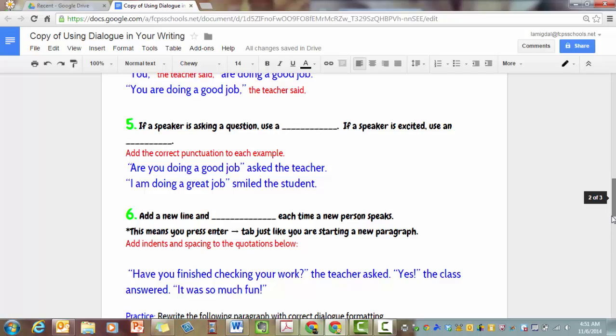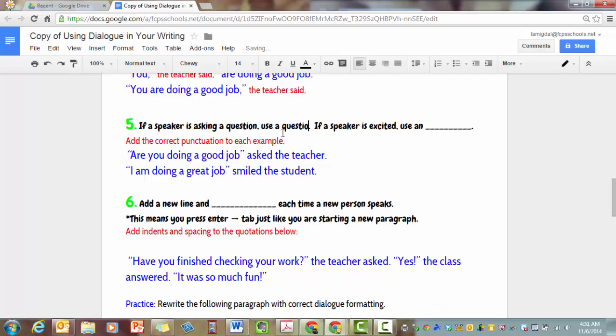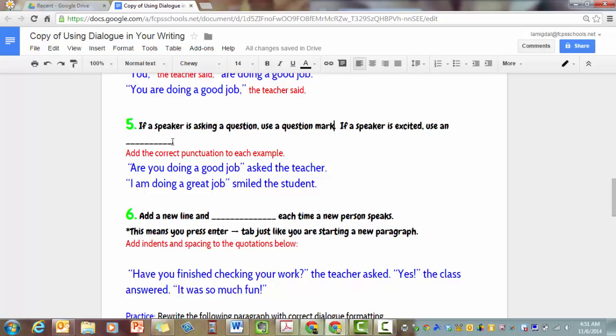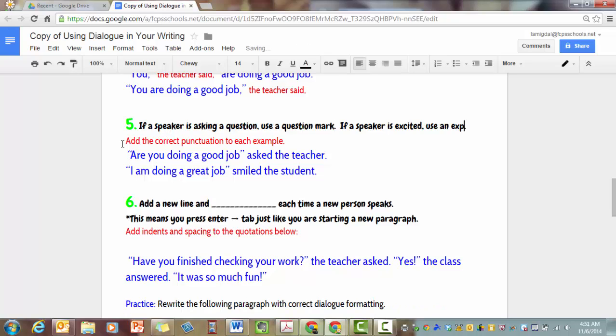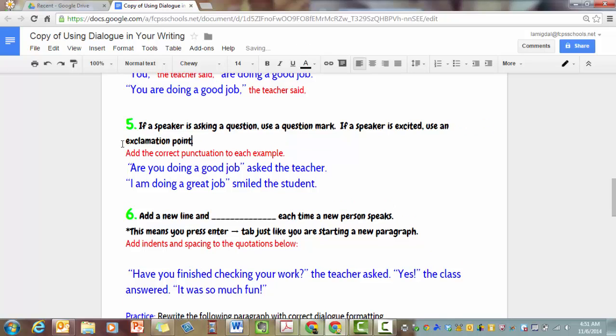All right, and then rule 5. If a person is asking a question, use a question mark, right? If the speaker is excited, use an exclamation point. Good. Now, where do you put those? Again, you put them inside the quote. They kind of replace that comma. So, "Are you doing a good job?" asked the teacher. "I am doing a great job!" smiled the student. That's a pretty easy one.